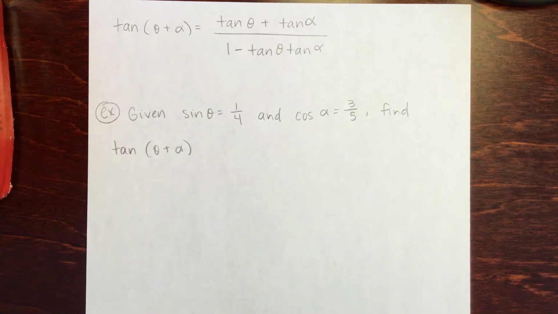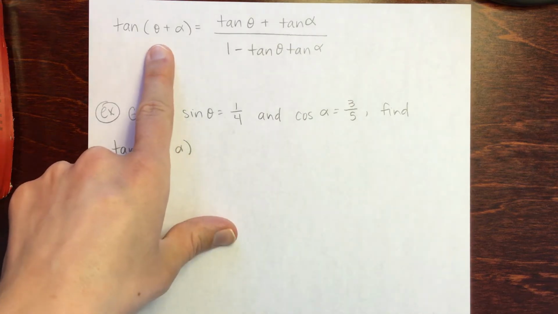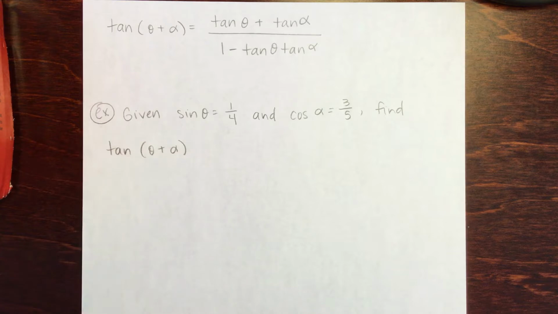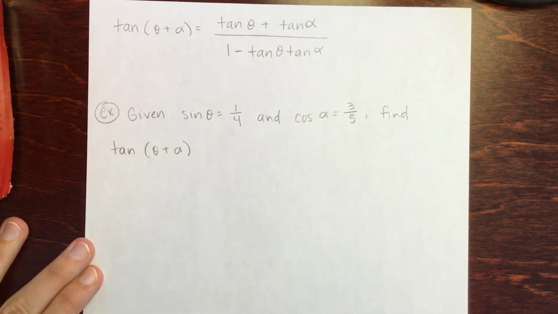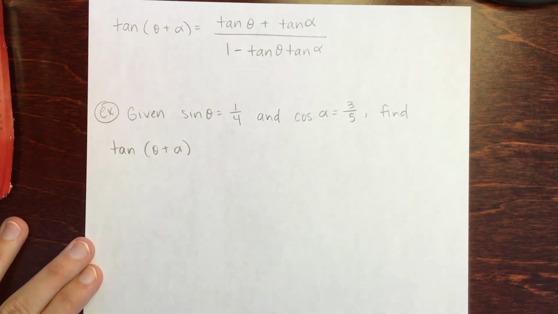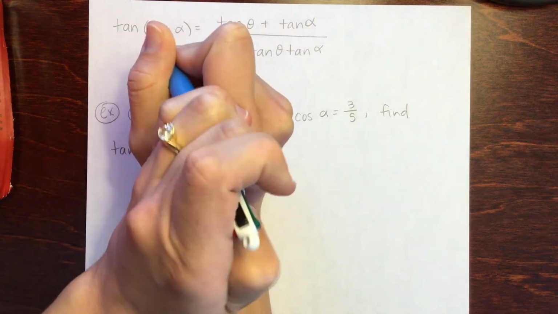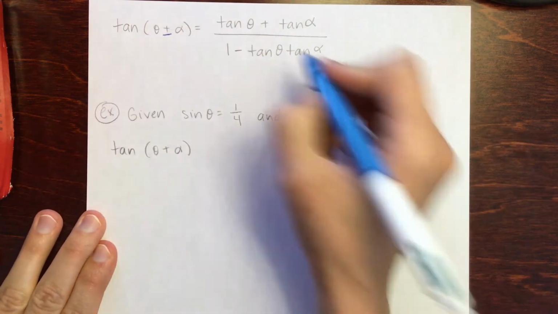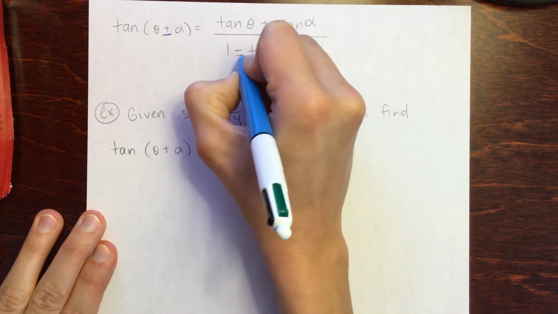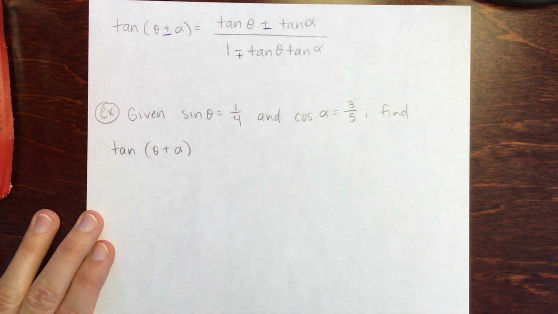Let's do one example of the tangent identity. So here is a reminder of the tangent sum and difference identity. Tan of theta plus alpha equals tan theta plus tan alpha over 1 minus tan theta times tan alpha. And if instead we had a minus sign in between here, then we would change all of these. There'd be a minus on top and a plus in the bottom.